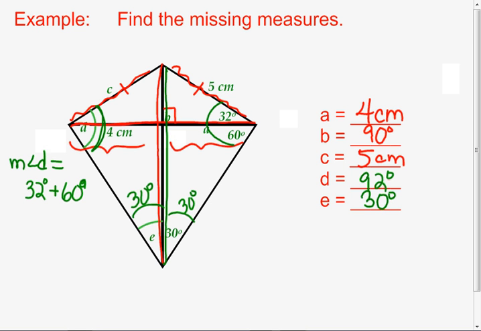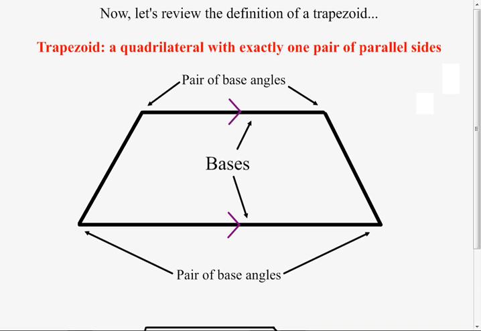And that's all there is with kites. If you draw a good picture, what appears to be true generally is true. So you won't have to remember which diagonal it is. Just look at your picture and you'll know which one bisects which one. And they are perpendicular always.